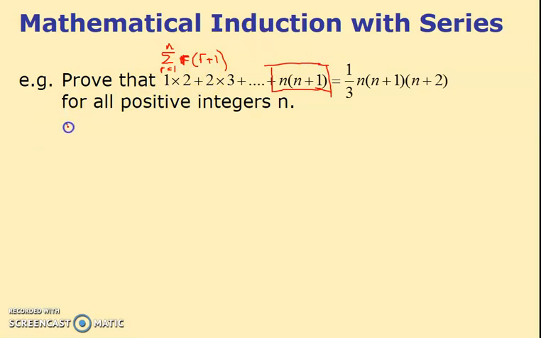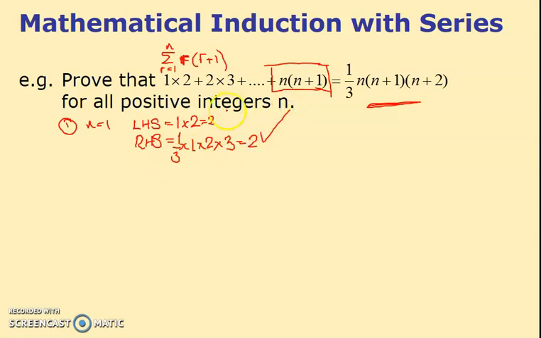So for n equals 1, the left hand side of this thing is just simply 1 times 2, which is 2. And the right hand side is the formula over here, which is a third of 1 times 2 times 3, which again is 6, divided by 3 is 2. So tick, it does work for n equals 1. So first part done.